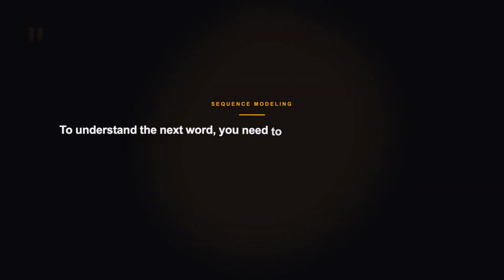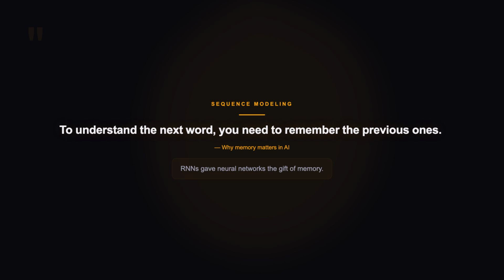Language is sequential. Music is sequential. Stock prices are sequential. Regular neural networks process each input independently. They have no memory. Recurrent neural networks solve this by maintaining a hidden state that carries information from one step to the next.